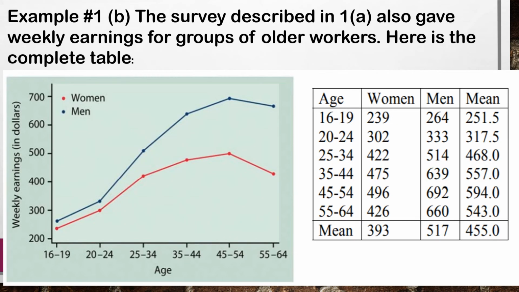Example. The survey described in 1A also gives weekly earnings for groups of older workers. Here is the complete table. It demonstrates both main effects and an interaction between gender and age. As the age of the workers increases, the earnings increase except in the last age group, 55 to 64.